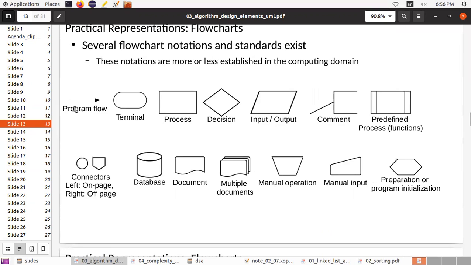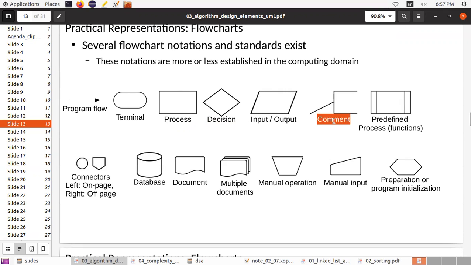So program flow is represented by an arrow. But sometimes people may decide that they don't want to use arrows, they want to use something else. Or they don't want to use straight line arrows, they want to use curved arrows. So sometimes that may happen. Terminal indicates the beginning or the end of a function. A rectangle indicates a process, a step inside an algorithm. Decision boxes are shown like this. Inputs and outputs are represented in this parallelogram fashion.